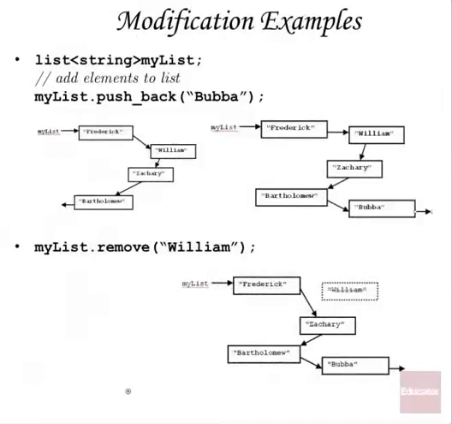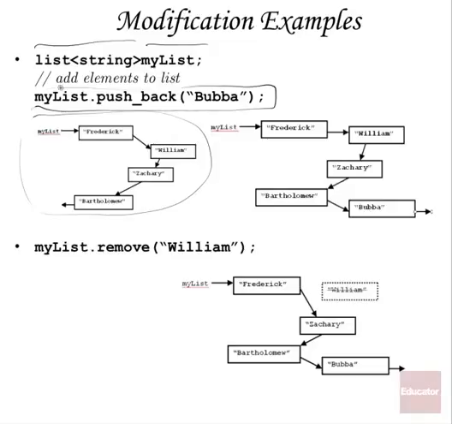So here's some quick examples. Here we have a string list called mylist, and we want to add some elements to it. This is how it looked at first: my list was Frederick, William, Zachary, Bartholomew, like in the previous slide. So we want to push to the back a new list element called Bubba. Now my list is Frederick, William, Zachary, Bartholomew, and now Bubba. And Bubba is now the end of the list.